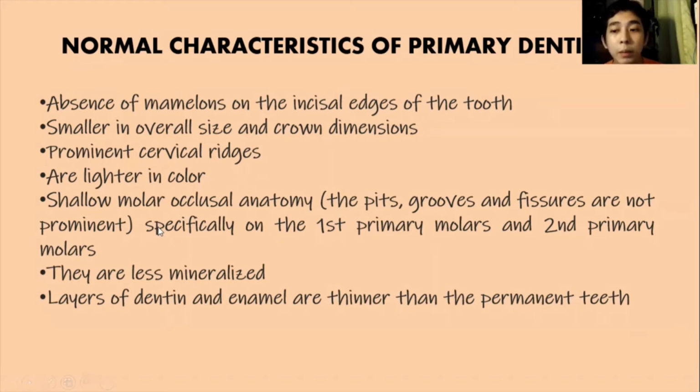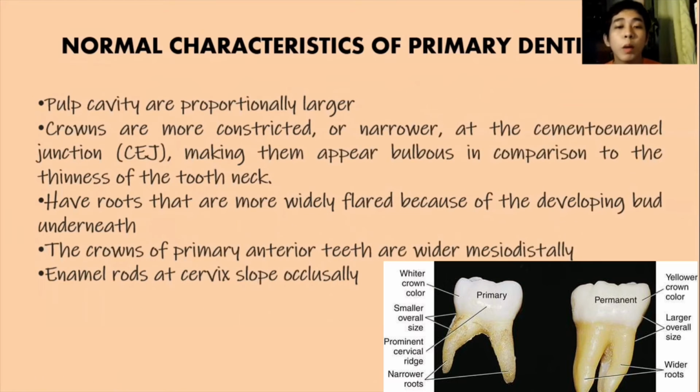which means the pits, grooves, and fissures of the primary dentition are not prominent, specifically on the first primary molars and second primary molars. The primary dentition also are less mineralized, which means the layers of dentine and enamel of the primary dentition are thinner than the permanent teeth. Also, the pulp cavity of the primary dentition are proportionally larger than the pulp cavity of the permanent dentition.